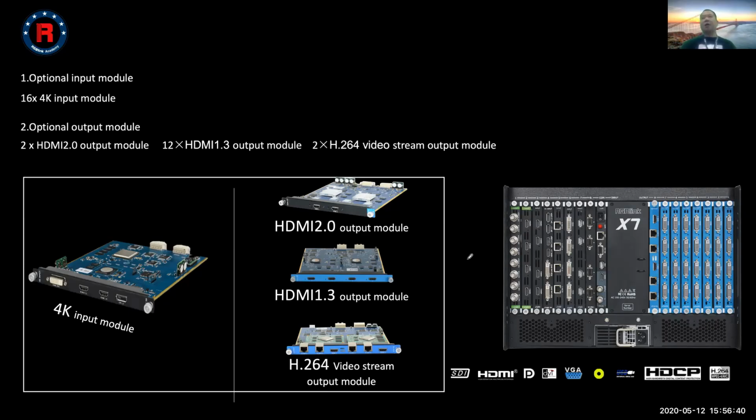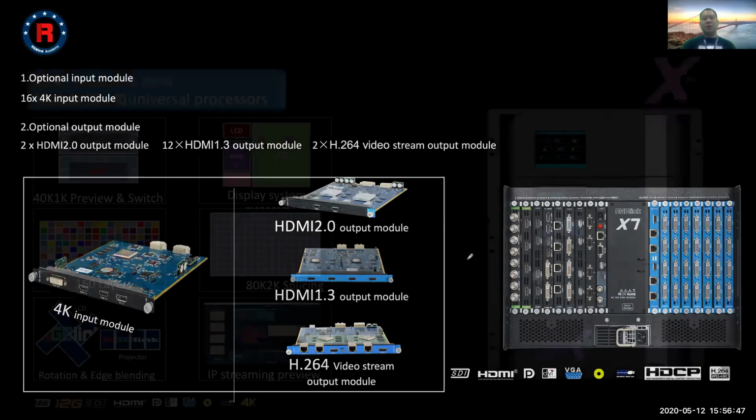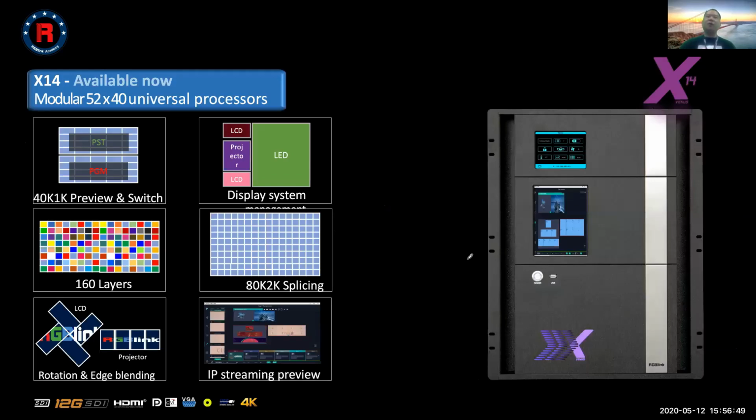It's at S7. What is another answer that will come to your heart? And for sure, for me, I will bring the answer with the S14. This is the top model for RGB for now. It supports up to 52 inputs and 40 outputs. And this is some of the application examples with the S14.